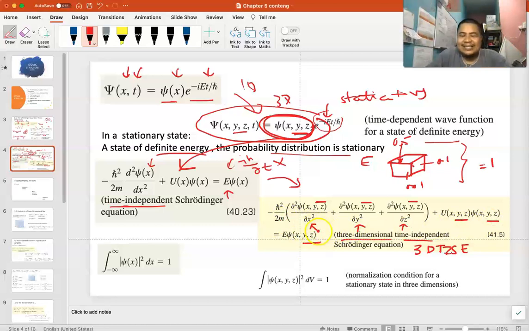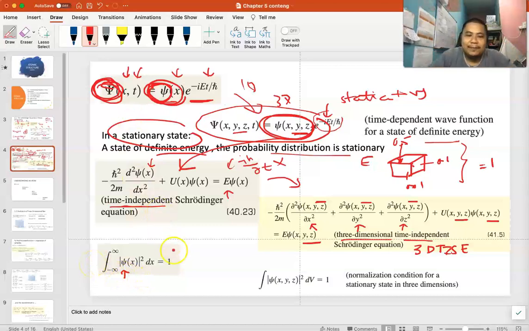For the normalization condition, for a stationary state, we use this. So again, you have to differentiate this symbol. This symbol. So it looks the same, but it's not. Okay, so this includes space and time, but this is independent of time. So it is separated into two components. Okay, so the normalization condition, which is the probability to find a particle in a region, must be equal to 1. This is for 1 dimension.